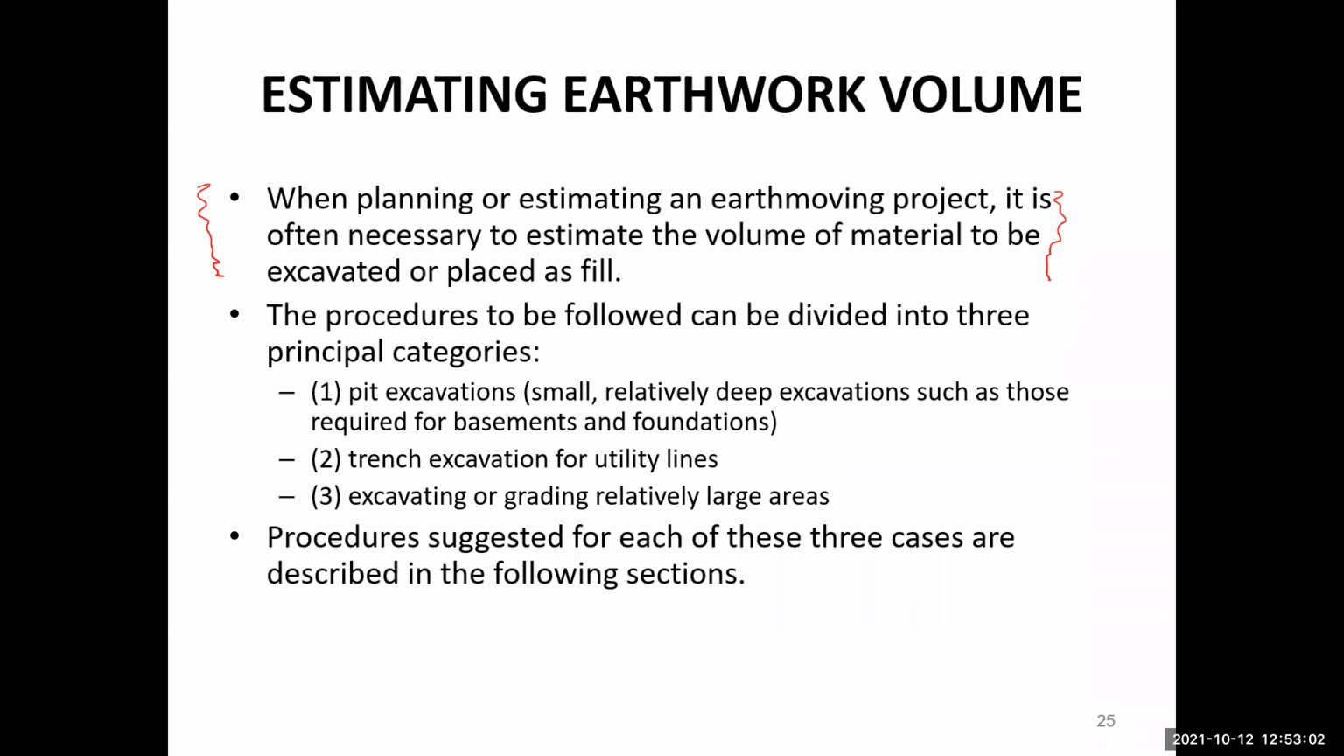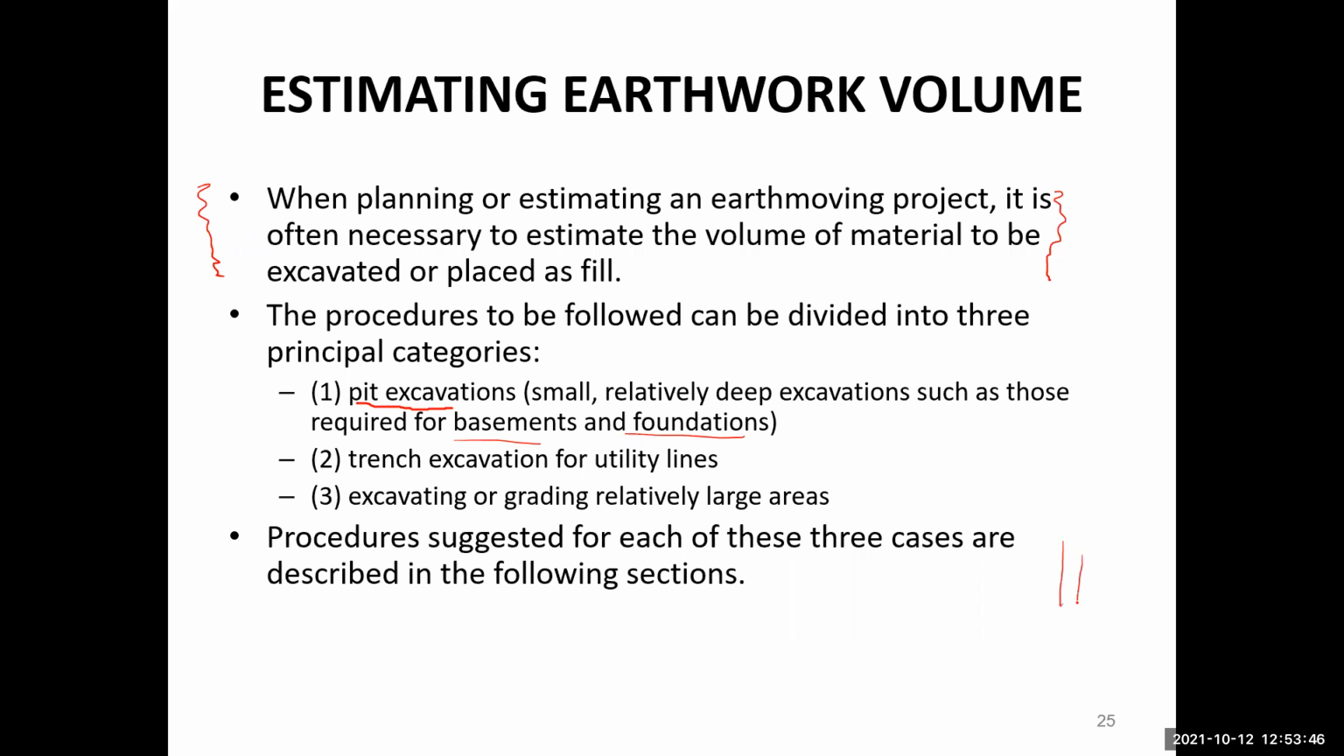And similarly, for your capstone project, this may also be a very important task for the calculation of the earthwork volume. So the procedures to be followed can be divided into three principal categories. The excavations can be classified into three types. One type of excavation can be classified as the pit excavation. These are small, relatively deep excavations such as those required for the basement and the foundations.